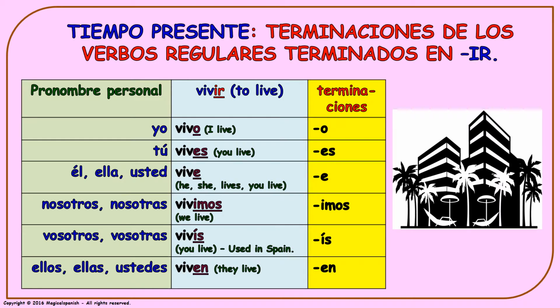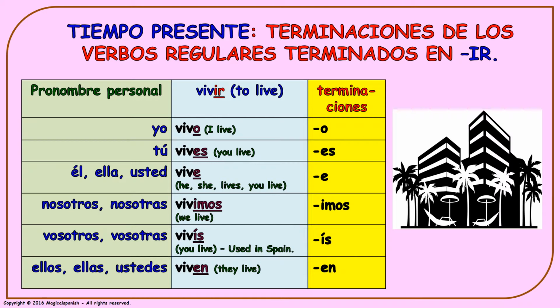Now we're going to talk a little bit about how to conjugate all different regular verbs ending in IR. In this chart, we have three different columns. In the first one, we have pronombre personal, or different personal pronouns. In our second column, we have the verb vivir, and we're going to drop the IR and keep the VIV, and this is going to be the stem of the verb. It is important to remember that the stem is going to be exactly the same for all different personal pronouns. The only variation we're going to have is the ending for different personal pronouns. And in our third column, we have the different endings for every one of our personal pronouns.